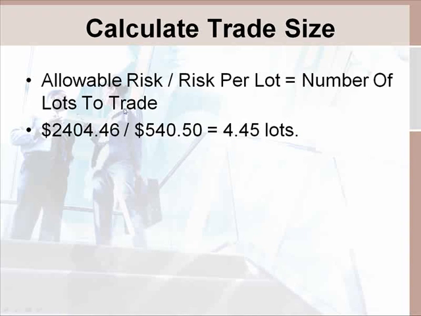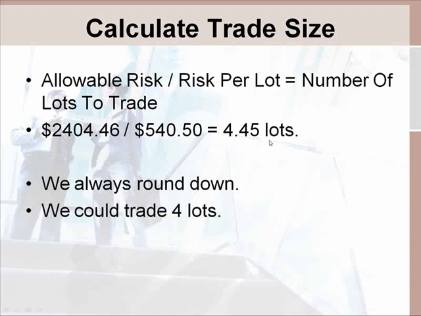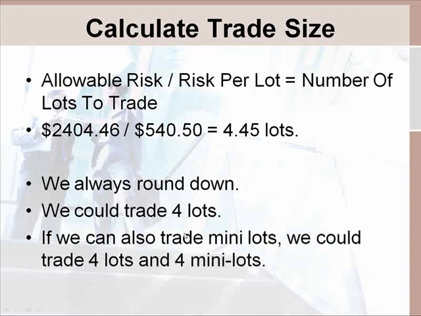So $2,404.46 was what we were allowed to risk with our current account balance. And with the 50 pip stop, we were risking $540.50 with every lot traded. So we divide those numbers and we're allowed to trade 4.45 lots. Okay, so we always round down once we have this number. We're not going to trade 4.45 lots unless you have an account that allows you to do so. If you can trade full lots only, you would trade 4 lots. If you have a Forex broker who also allows you to trade mini lots, you could trade 4 lots and 4 mini lots.